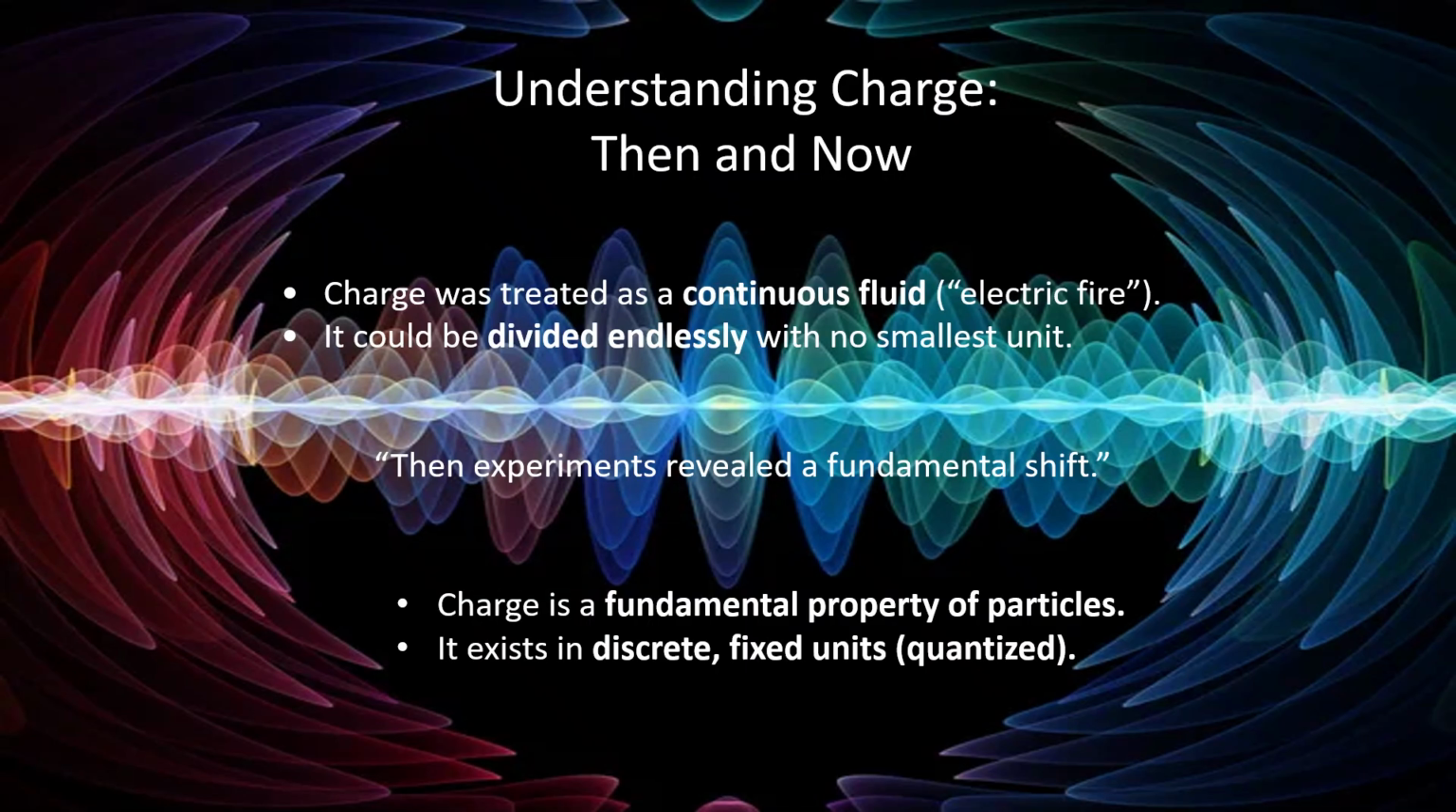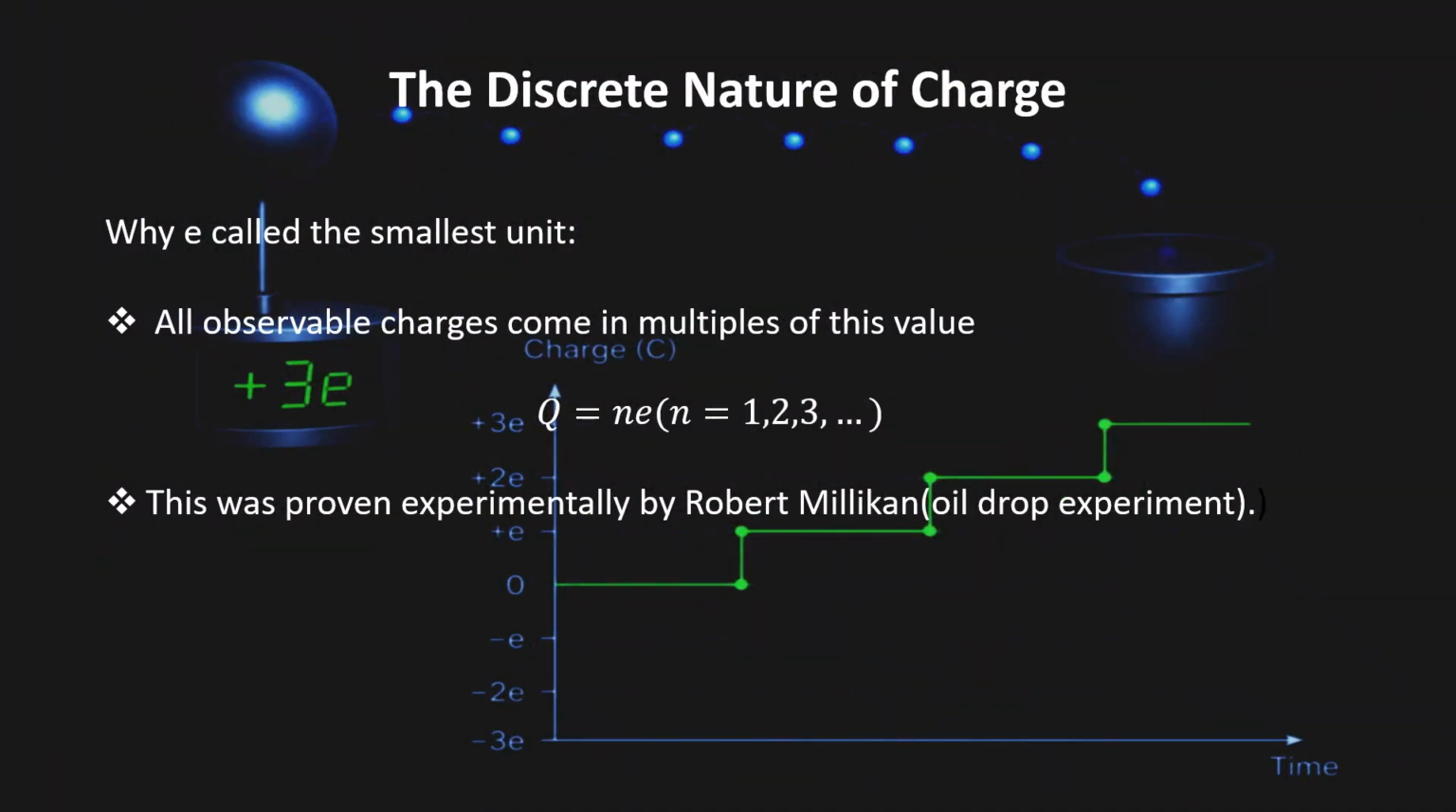This brings us to one of the most important features of electric charge, its quantized nature. Charge is fundamentally quantized. It exists only in discrete packets, not a continuous range. Every measurable charge follows the relation Q = n × e, where n is an integer. This means that values like 0.5 × e or 0.1 × e are not observed under normal conditions.